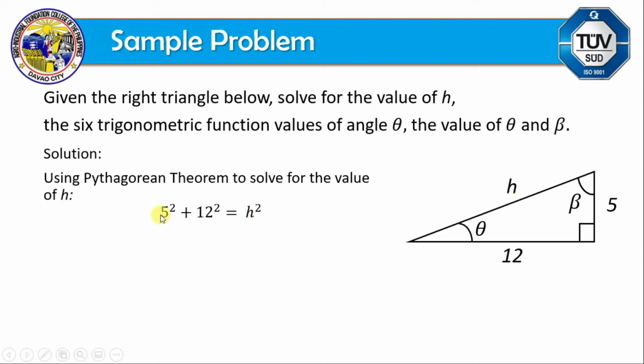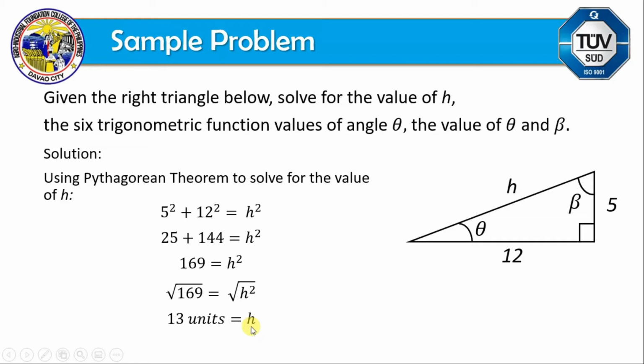So, 5 squared plus 12 squared. Since 5 squared is 5 times 5, that will be 25, and 12 squared is 12 times 12, so 144. So, 25 plus 144 is 169, equal to h squared. We take the square root of both sides, the square root of 169 and the square root of h squared. So, we'll have 13 units is equal to h. So, we have now determined the value of this side to be 13 units.